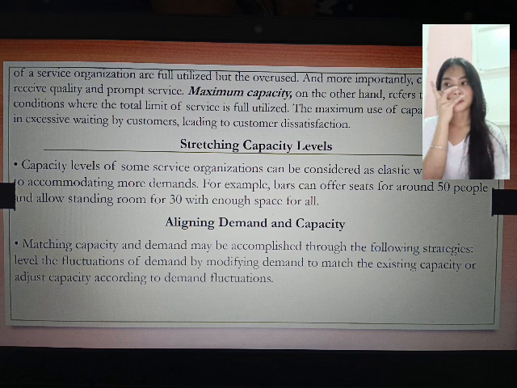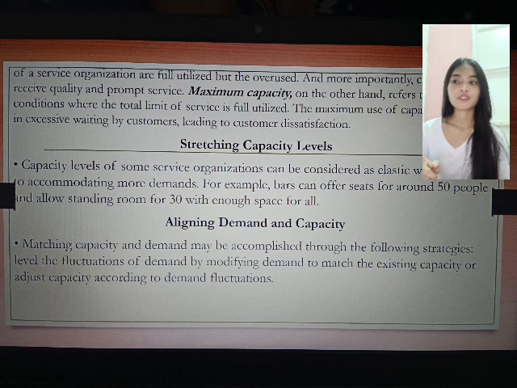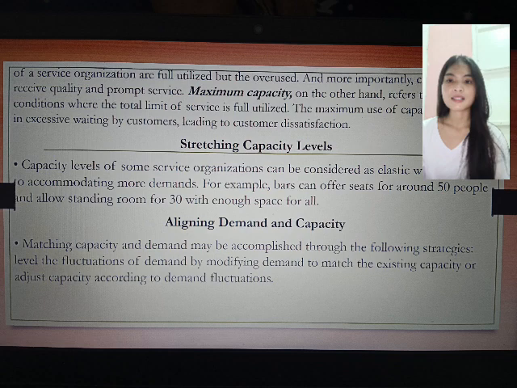Then maximum capacity, on the other hand, refers to the condition where the total limit of service is fully utilized. The maximum use of capacity may result in excessive waiting by customers, leading to customers' dissatisfaction.